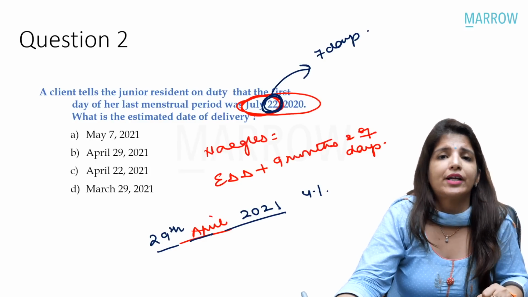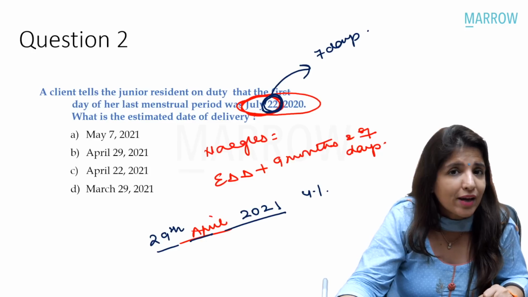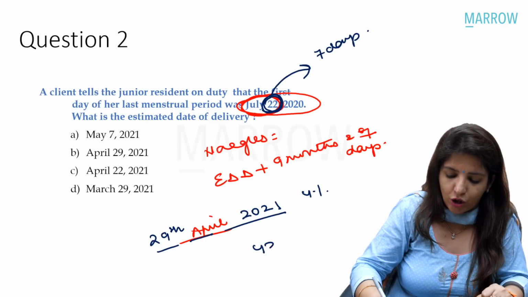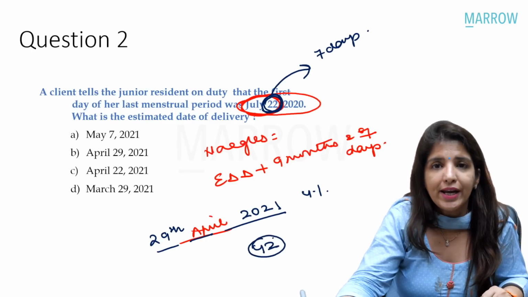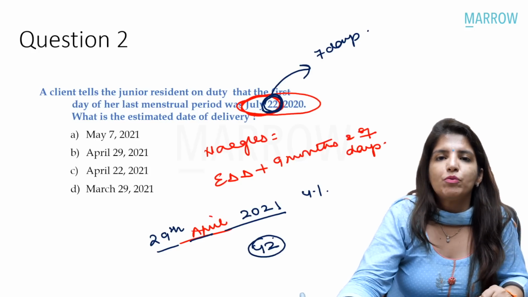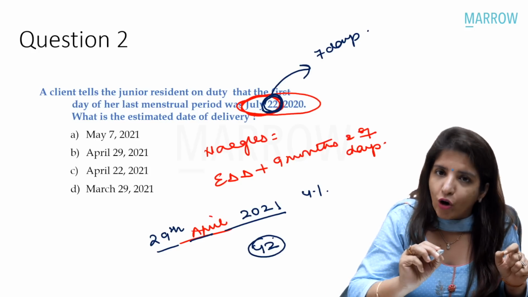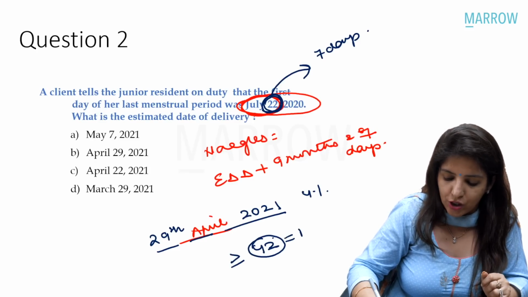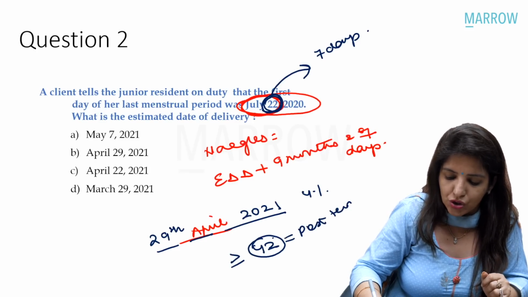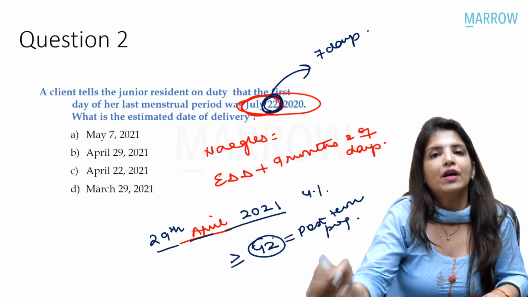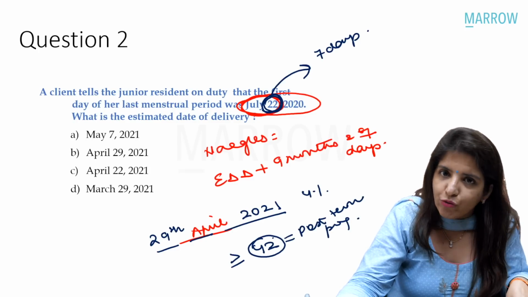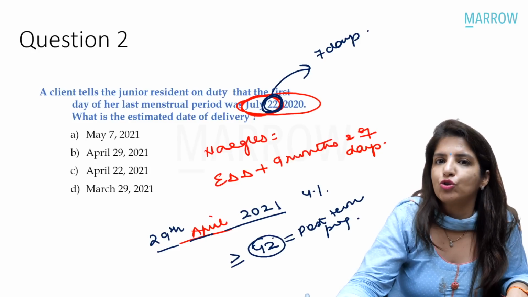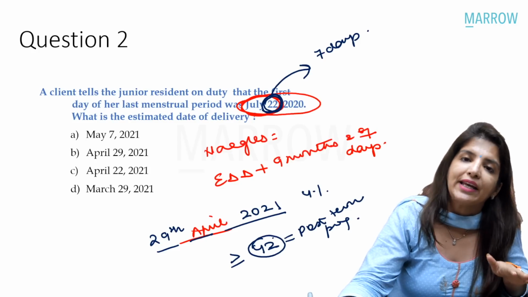What are you going to tell her? You are going to tell her that we can wait. And how much can we wait? We can wait up till 42 weeks. Right? So any pregnancy which is 42 weeks or beyond, so more than or equal to 42 weeks, is a post-term pregnancy.